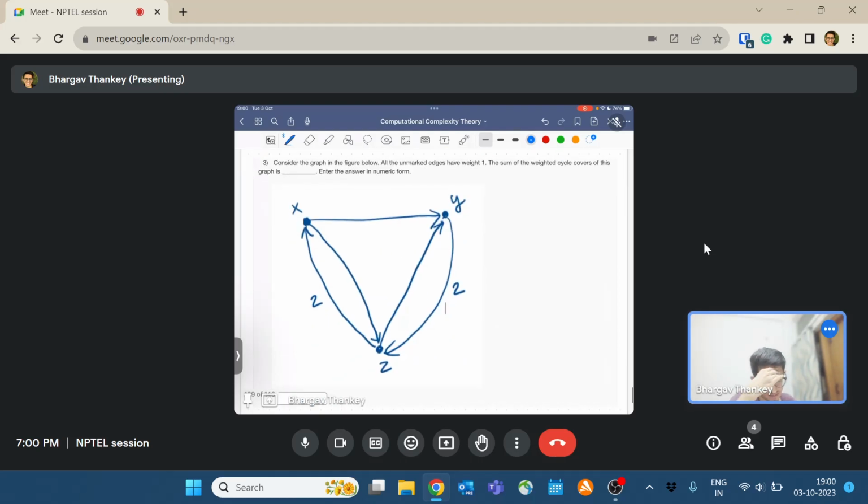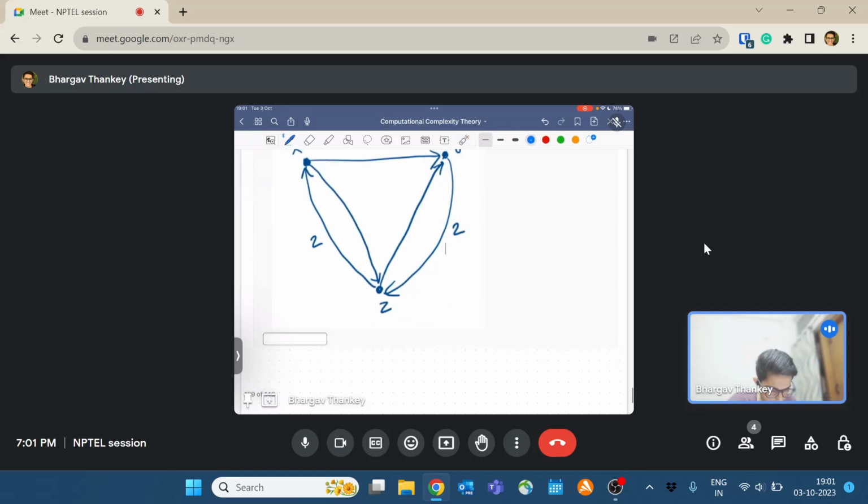Now let's look at the next problem. Consider the graph in the below figure. All the unmarked edges have weight 1, so this edge and this edge have weight 1. And the question is, the sum of weighted cycle covers of this graph is what? So let's work this out.